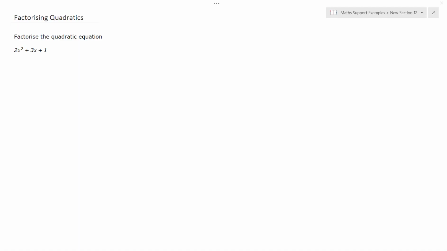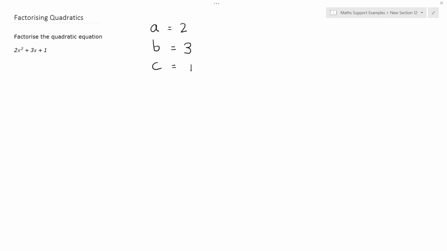For this example, we've been asked to factorise the quadratic equation 2x squared plus 3x plus 1. Now to factorise a quadratic, we first of all need to write down the values of a, b and c, where a is a coefficient of x squared, in this case it is 2, b is a coefficient of x, which in this example is 3, and c is our constant term, which for this example is 1.